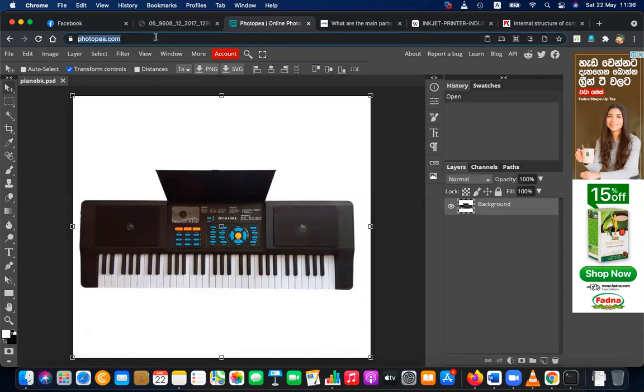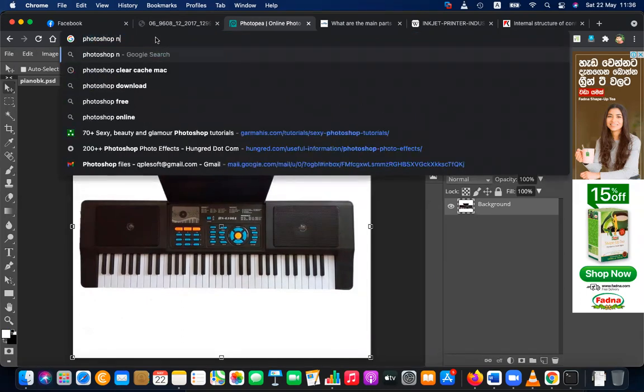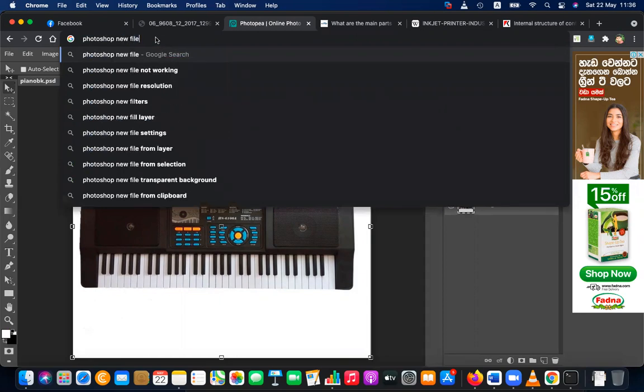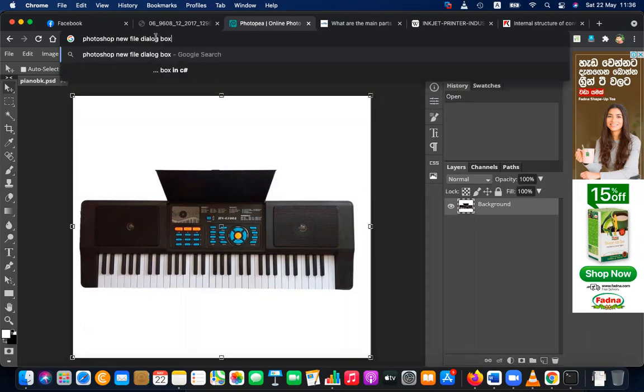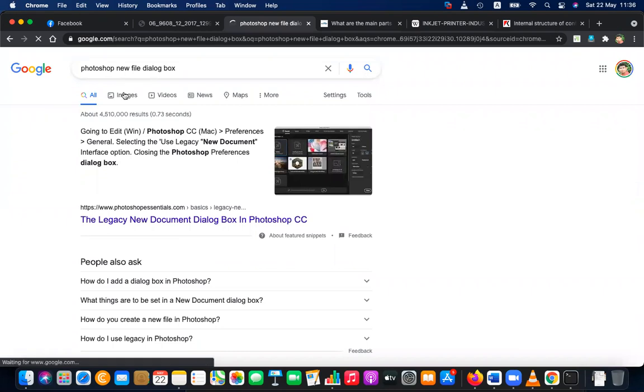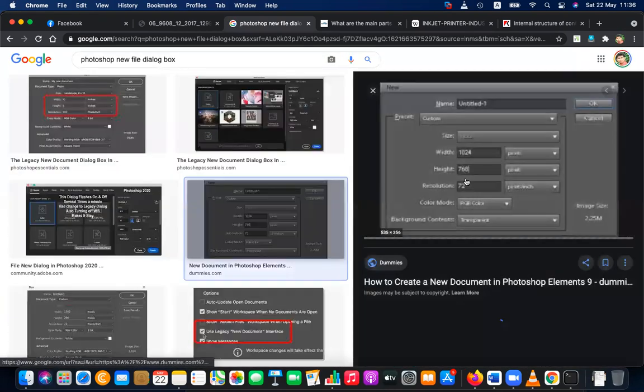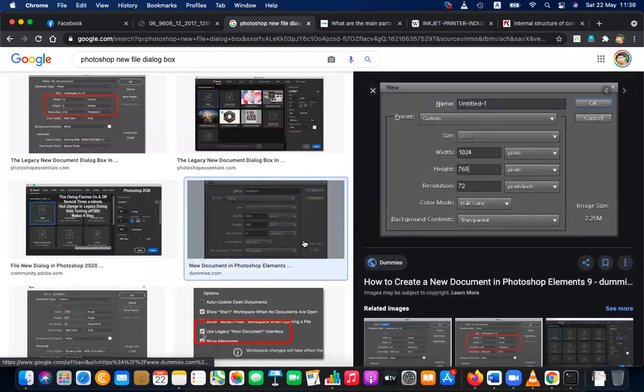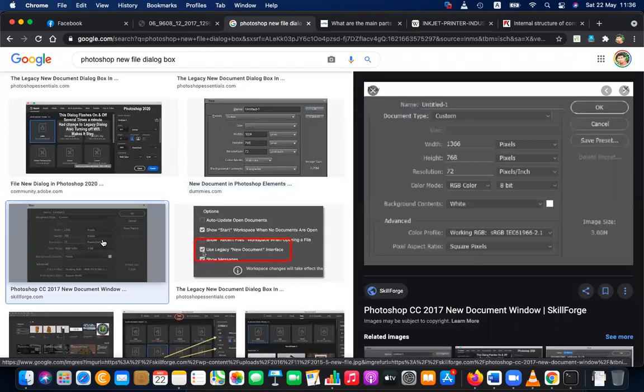Right, okay, so let's go to the Photoshop new file dialog box. When you take a new file, you'll see this dialog box in Photoshop. Okay, this is more clear. Now you can see how many horizontal pixels. How many horizontal pixels in this image? 1366. How many vertical pixels? 768. And what is the total number of pixels?